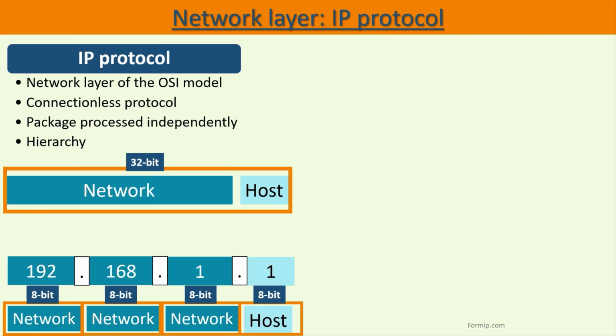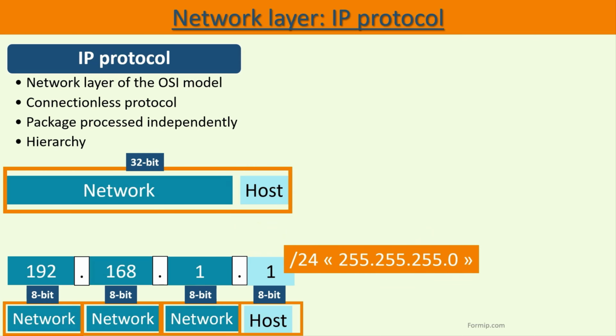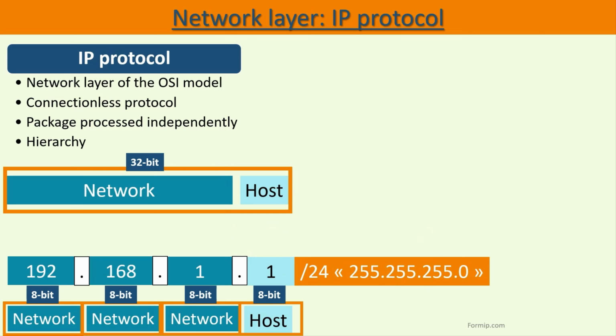The split between network part and host part is possible thanks to the subnetwork mask. In our example, 255.255.255.0, which can also be represented with a /24. The subnetwork mask, often shortened to subnet mask, tells your computer which part is the network part and which part is the host part. Despite the name it wears, it doesn't hide anything.